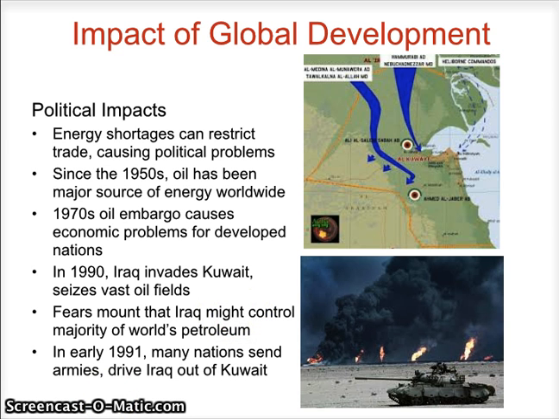Therefore, people are worried that Iraq will be in control of most of the world's oil. So in 1991, we have many nations, 39 nations exactly, drive Iraq out of Kuwait as sort of a clear way to say you will not be controlling the world's oil. This also shows how connected the world is.